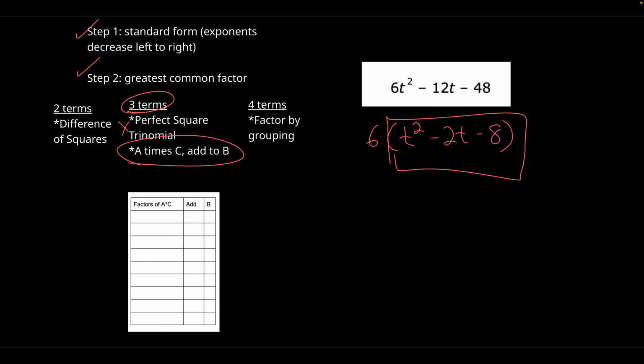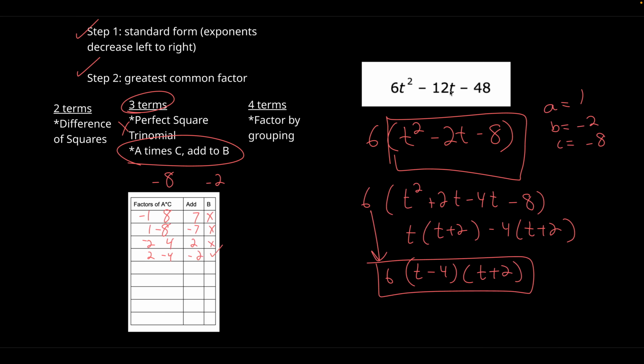It's going to come back in the final answer. And so here is the work, right? We should know how to do this factoring now. We've been practicing it all lesson. Notice, though, that the 6 that I factored out at the very beginning comes all the way down into the final answer. Don't forget it.